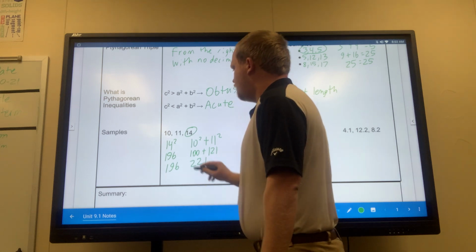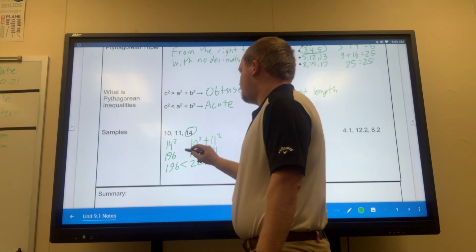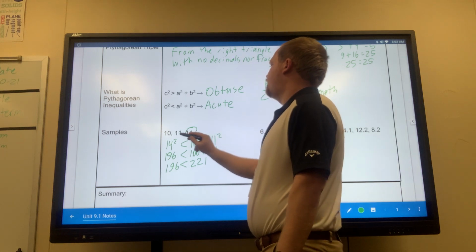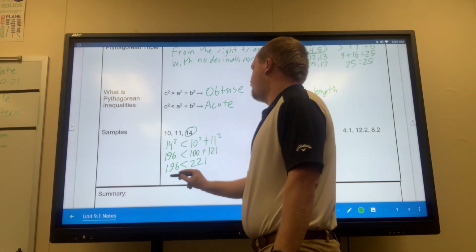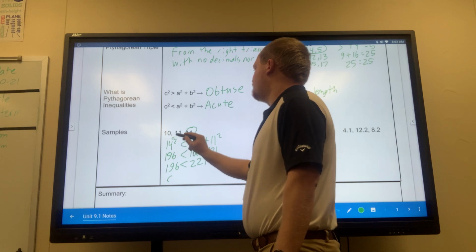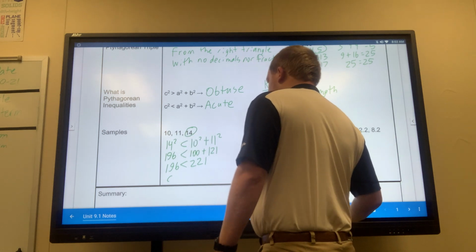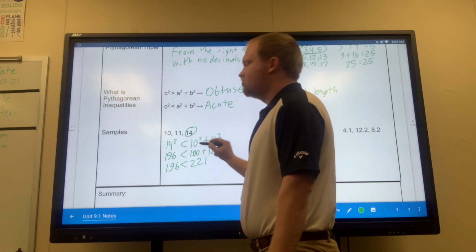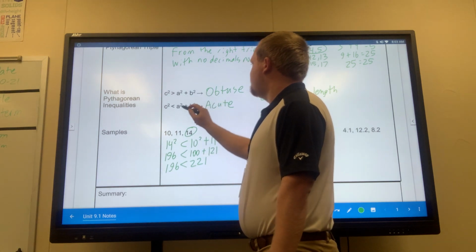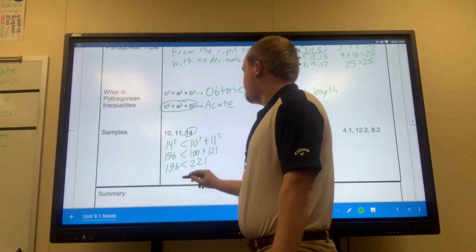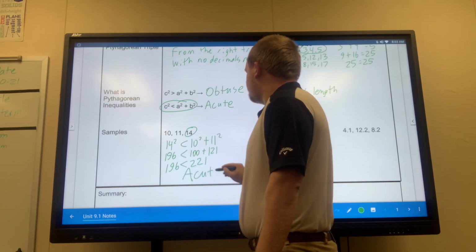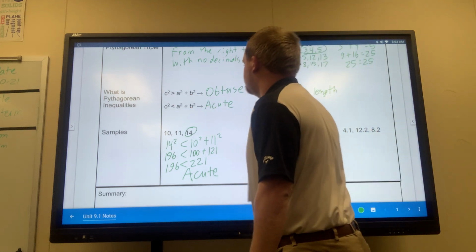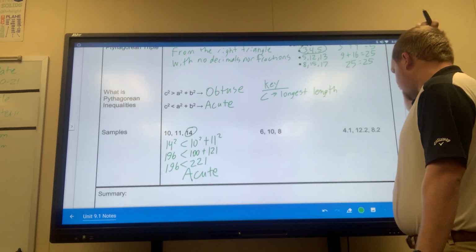221. Well, I know 221 is bigger, so I'm going to put it right here. Now, that means that a squared plus b squared is greater than c squared, which means in this case, it has to be acute. Okay? Now, let's look at the next one.